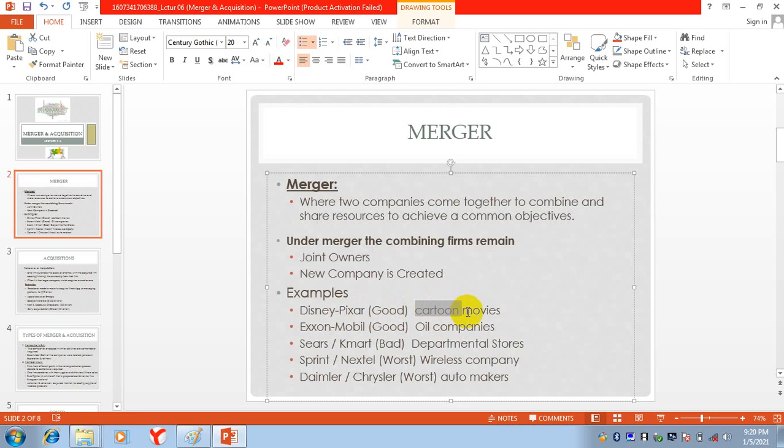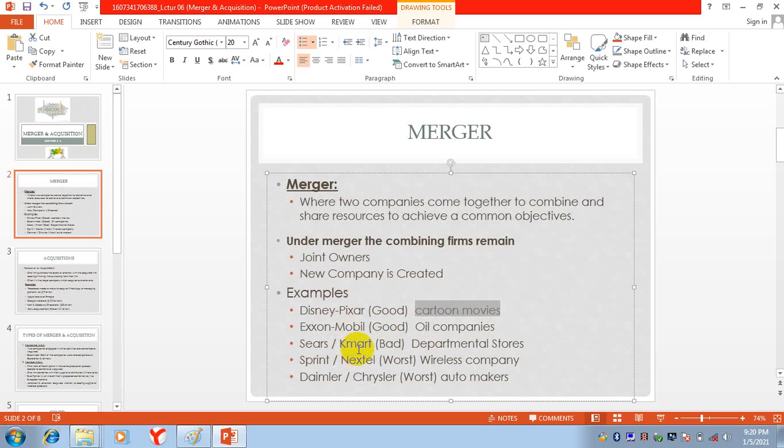And Disney and Pixar are basically making cartoon movies. So they combined their resources and made a merger. It was a good merger. Exxon and Mobil. Exxon was a separate oil company, and Mobil was a separate oil company. So they combined their resources and formed Exxon Mobil. And it was also a good merger.